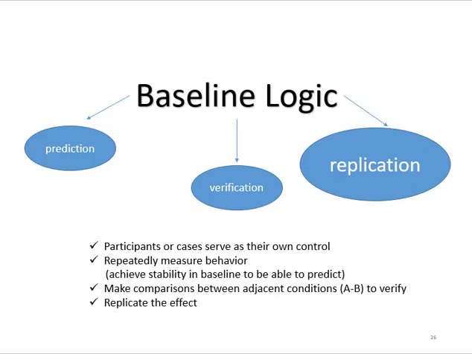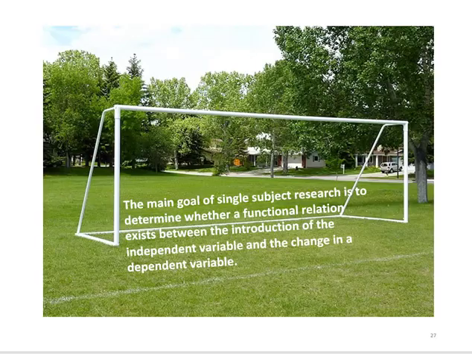In single case research, we repeatedly measure behavior and graph our data over at least two adjacent conditions. Cases or systems serve as their own control. Researchers repeatedly measure behavior and they achieve stability in baseline to be able to predict the next data point before intervening. Then they make comparisons between adjacent conditions, A to B, baseline to intervention, to verify the effect. Finally, they replicate the effect.